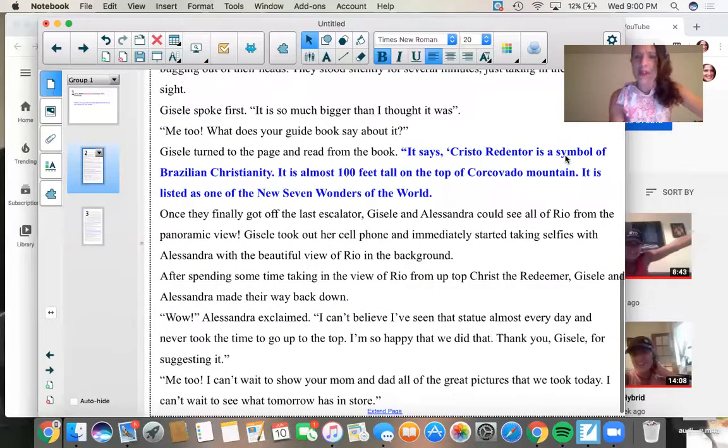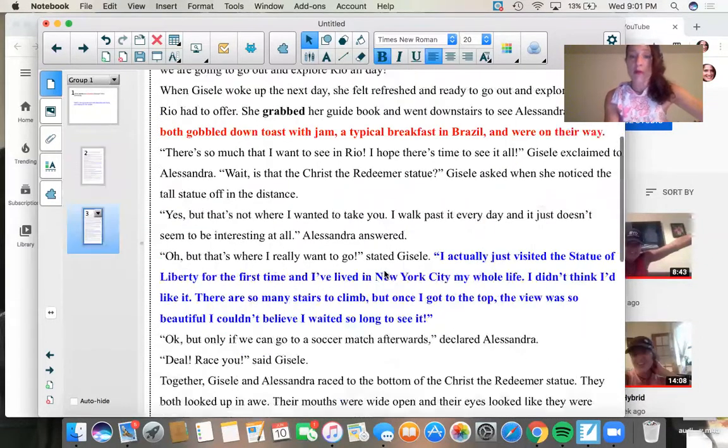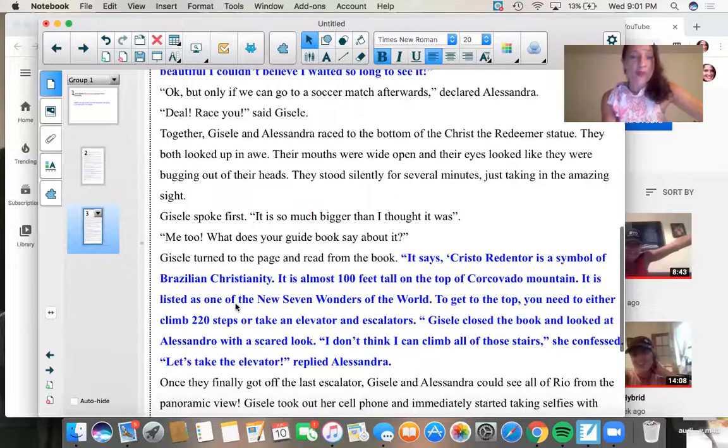It says Cristo Redentor is a symbol of Brazilian Christianity. It is almost 100 feet tall at the top of Corcovado Mountain. It is listed as one of the new seven wonders of the world. To get to the top, you need to either climb 220 steps or take an elevator and escalators. Giselle closed the book and looked at Alessandro with a scared look. Oh, I don't think I can climb all those stairs, she confessed. Well, let's take the elevator.